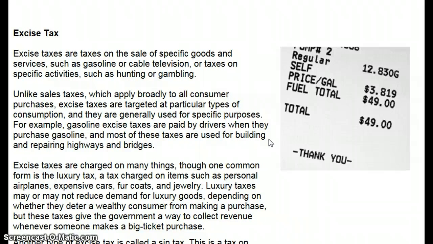For example, gasoline excise taxes are paid by drivers when they purchase gasoline, and most of these taxes are used for building and repairing highways and bridges.